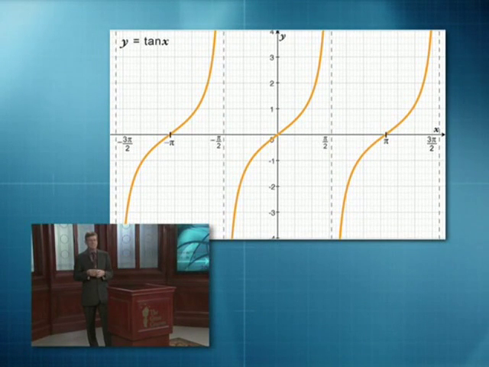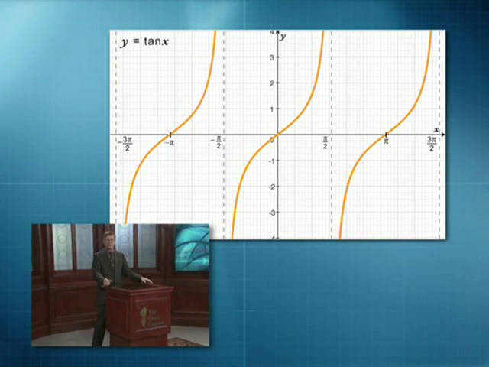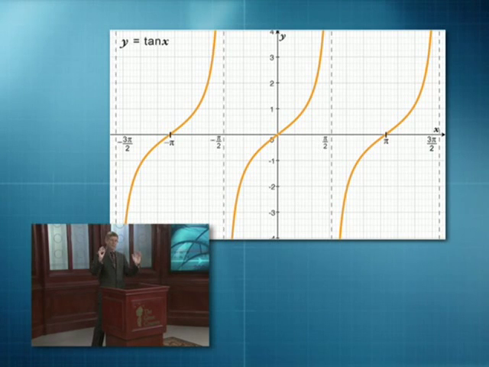All right. First item. Is it 1-to-1? Not even close. Horizontal lines hit this curve infinitely often. Let's restrict the domain. Same pattern here over and over again. What would be a good domain? Well, I think everybody would vote for minus pi over 2 to pi over 2.